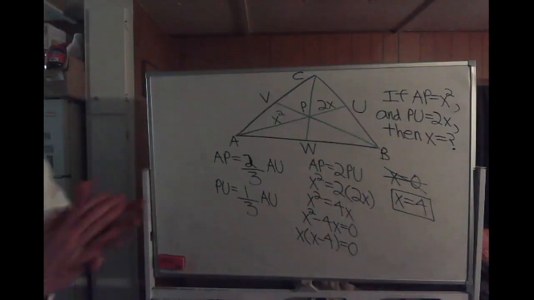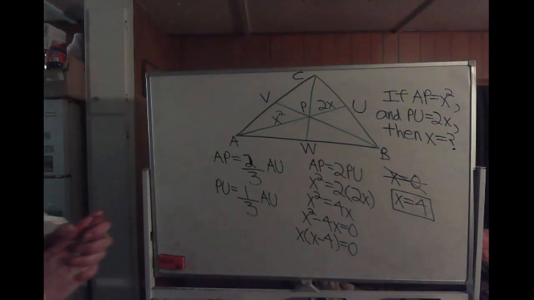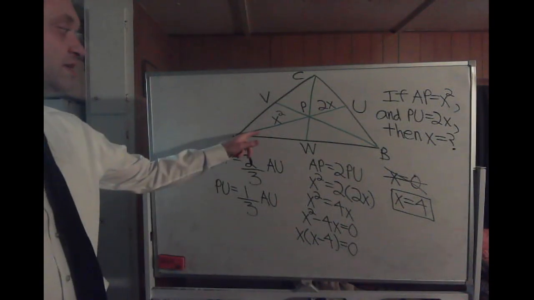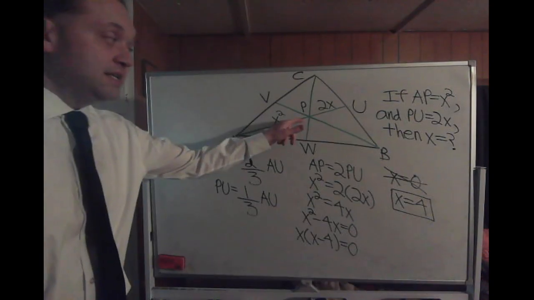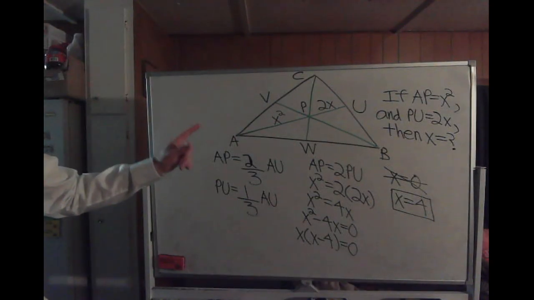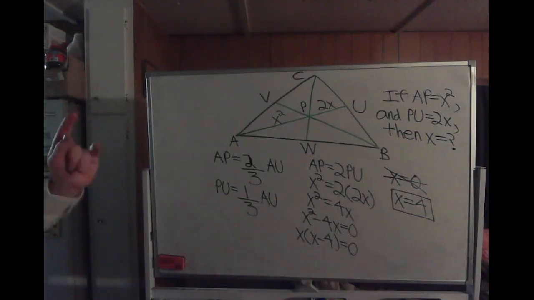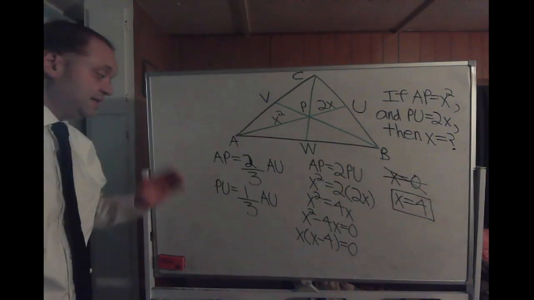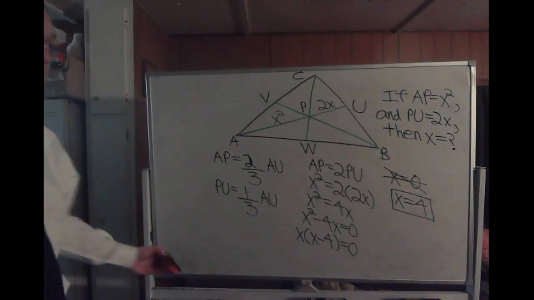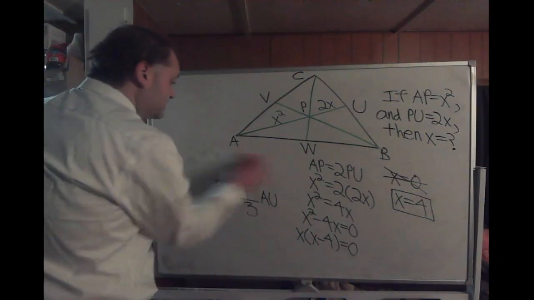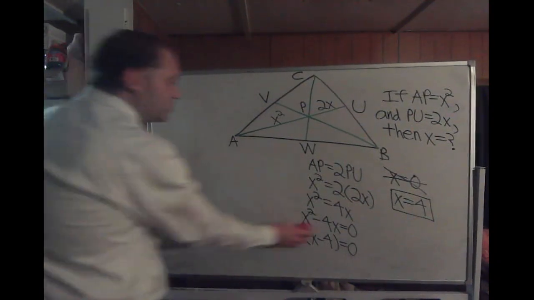So basically, if you can understand in this case that the distance from the vertex to where the medians meet is twice the distance from where the medians meet to the midpoint of the opposite side, if you can understand that, this will be easy. And I got 2 more exercises with this. It's going to change up a little bit though.